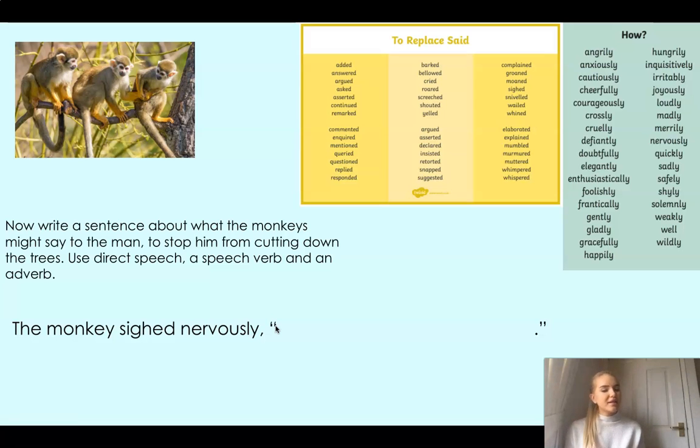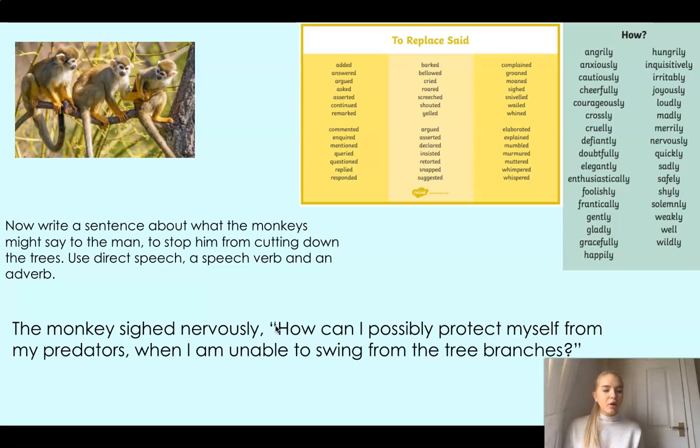So what would the monkey say to the Axeman? Well, we know that the monkey has already felt maybe that he can't hide from his predators if the trees are cut down. So he might actually ask a question. He might say, how can I possibly protect myself from my predators when I'm unable to swing from the tree branches? And that's almost like a rhetorical question, because he's making the Axeman think, oh, actually, maybe I shouldn't cut down the trees because I need to help this monkey protect itself from the predators.